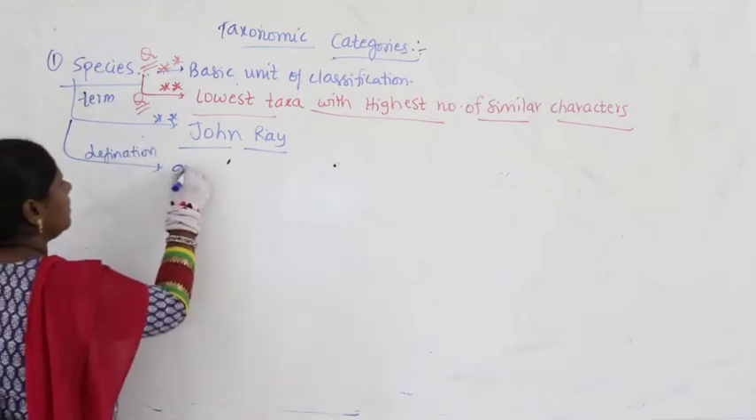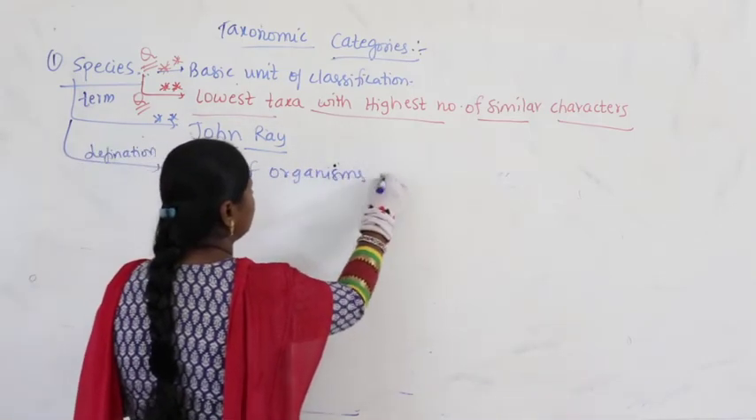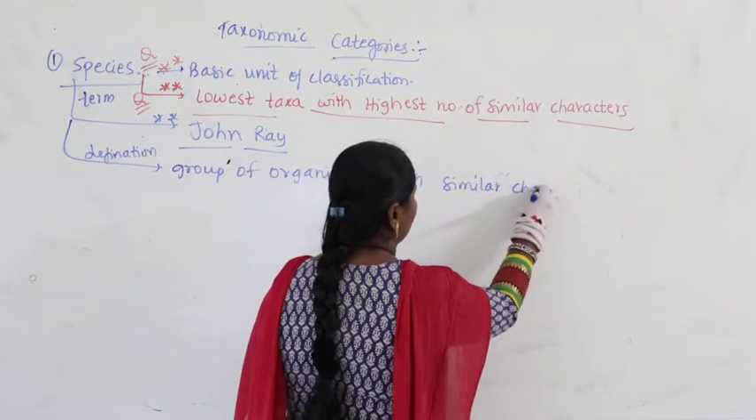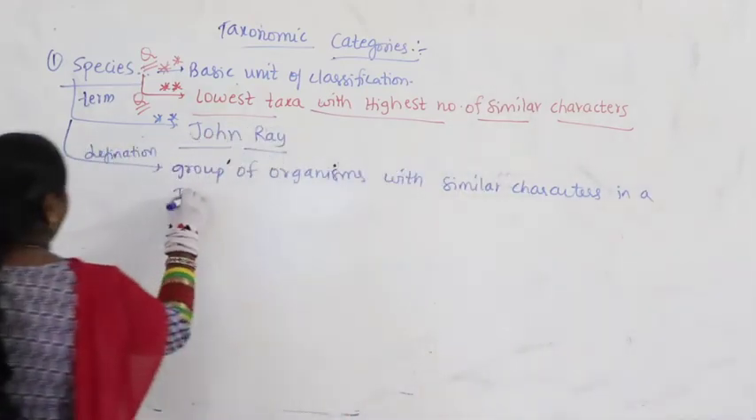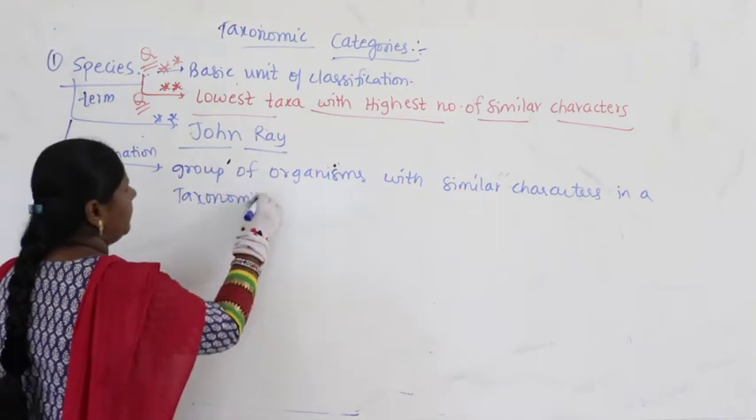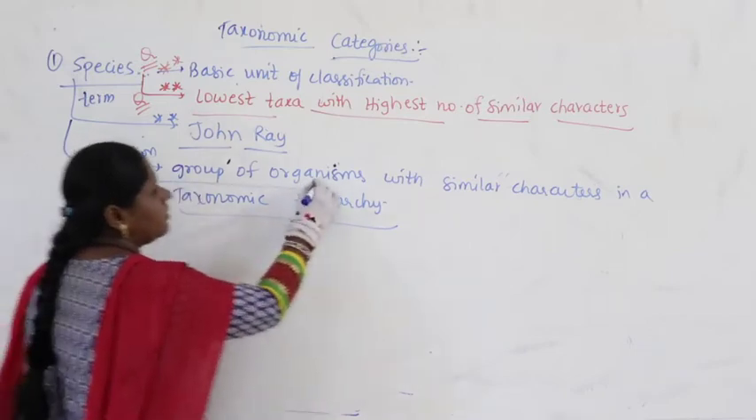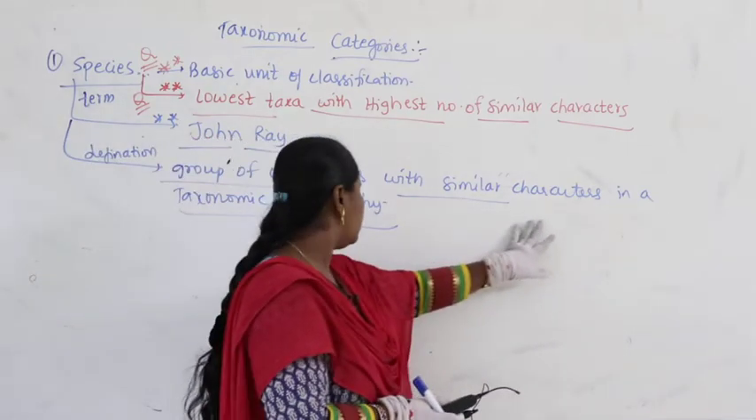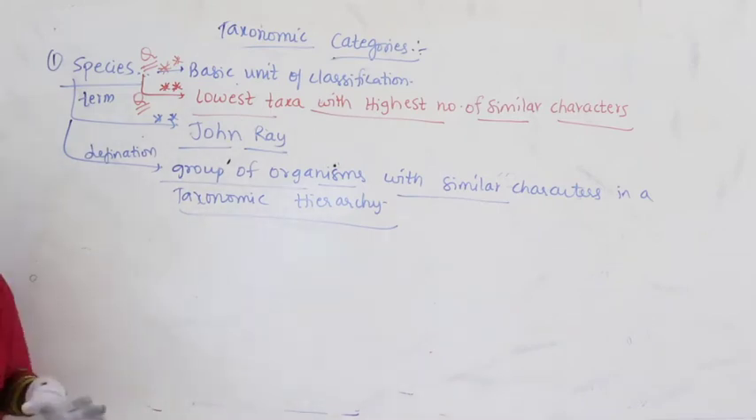So here I say the group of organisms with similar characters in a taxonomic hierarchy. What do we call it? It's called as species. We say a group of organisms with similar characters in a taxonomic hierarchy. The organisms are very same, literally.